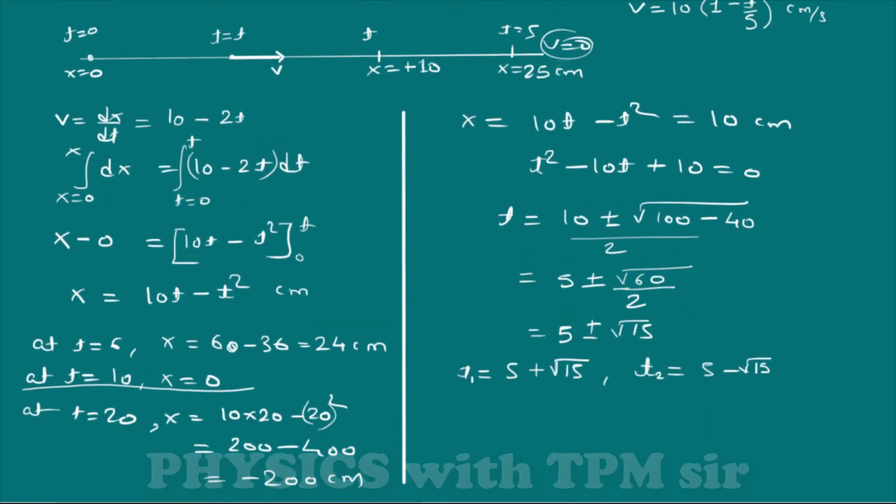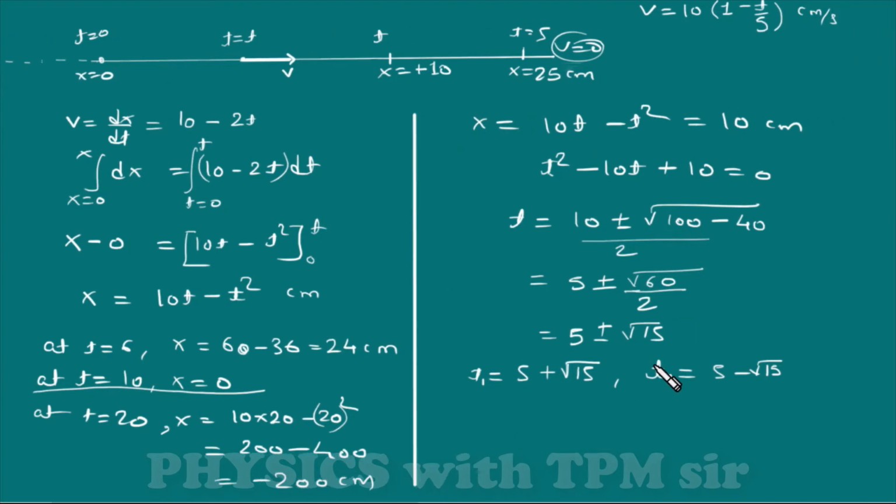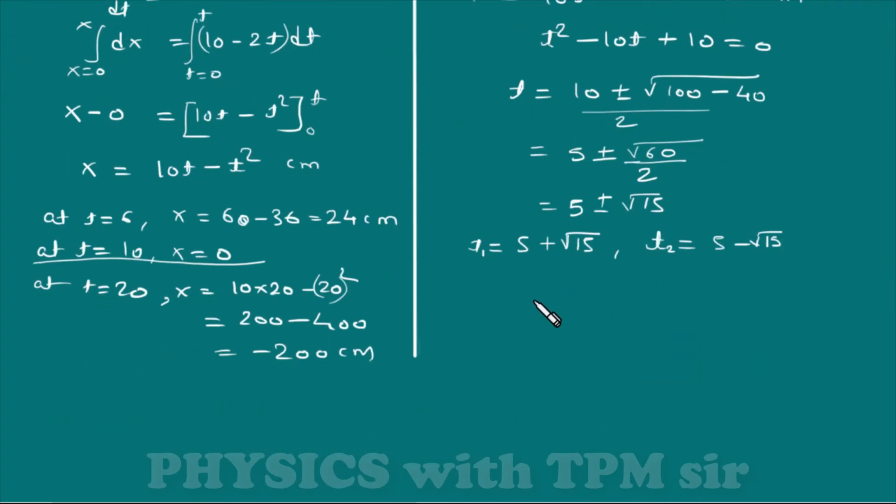So if particle is on the left side and x is equal to minus 10 at some time, t is equal to t3, let's say, particle is at minus 10 centimeter position also, then also I can say particle will be at a distance 10 centimeter from the origin. So we have to solve it again for x is equal to minus 10, and we know that x is 10t minus t square.